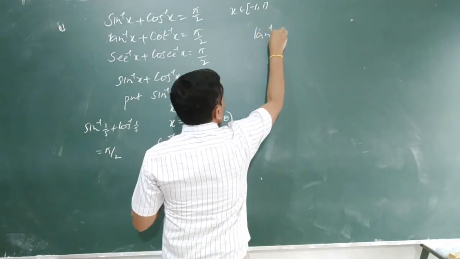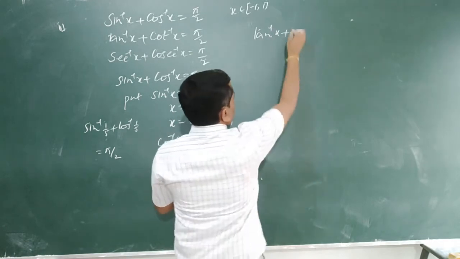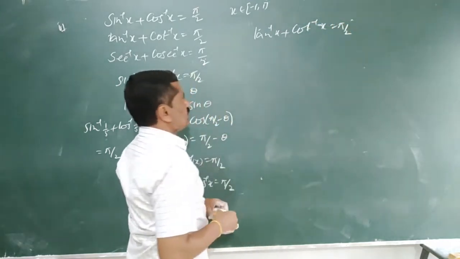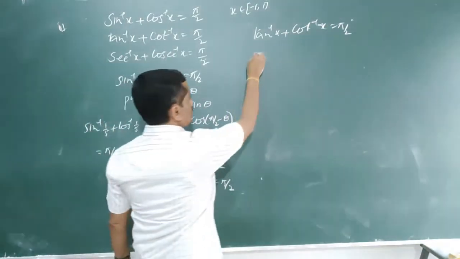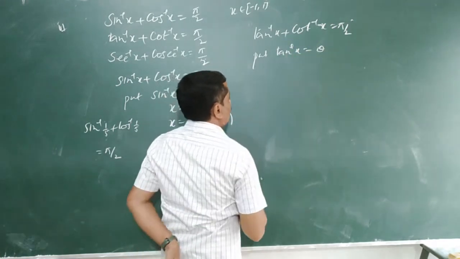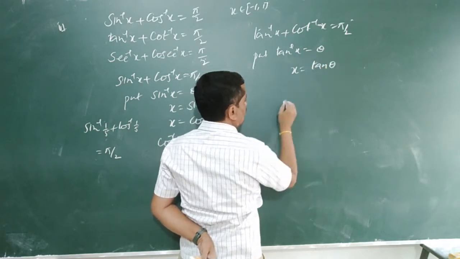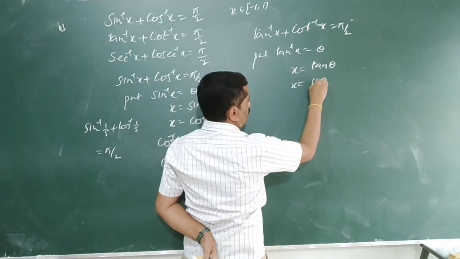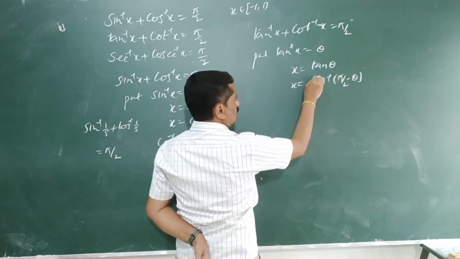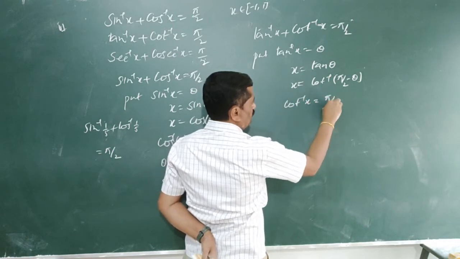Okay, next property we have, that is tan inverse of x plus cot inverse of x is equal to pi by 2. Same method, that is put tan inverse of x is equal to theta. Therefore what is x? X is equal to tan theta. Again x is equal to, so we have cot of pi by 2 minus theta. Again, therefore cot inverse of x is equal to pi by 2 minus theta.